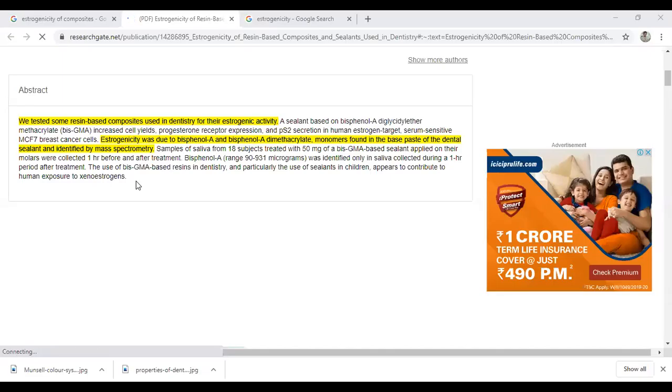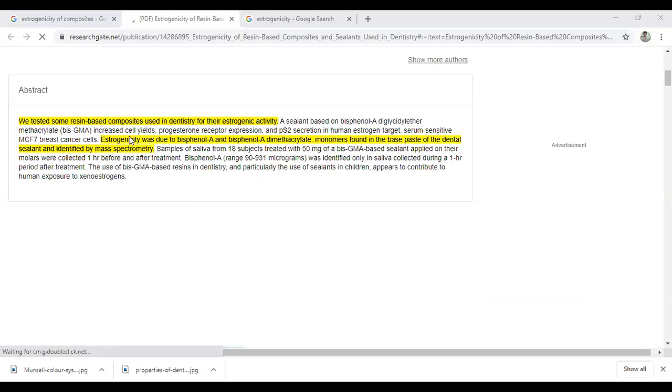Now here, what was the question on estrogenicity? Have they asked in the paper? Can you just elaborate the question? Because estrogenicity was because of bisphenol A and bisphenol A dimethacrylates. Bis-GMA, yes, they do affect. They do have estrogenicity. Okay, that's what has been mentioned.